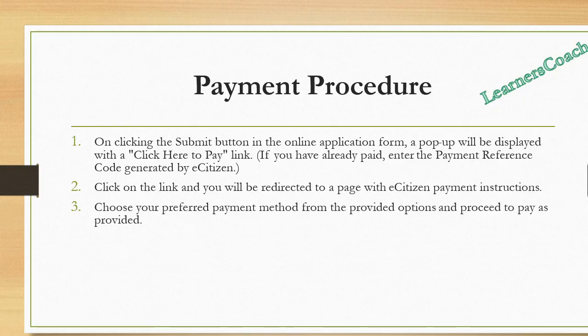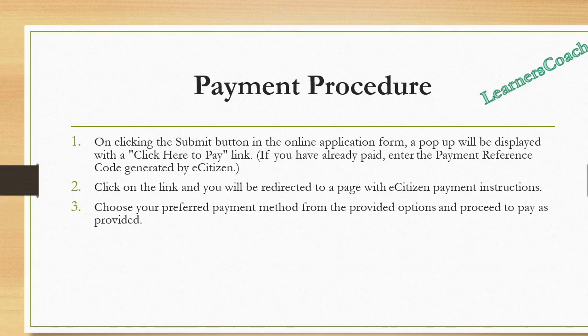Some code will be generated, so you have to click on the link and you'll be redirected to a page within the eCitizen payment instructions. Kindly note, it should be eCitizen. If it directs you to another page, chances are you could be clicking on a wrong link.